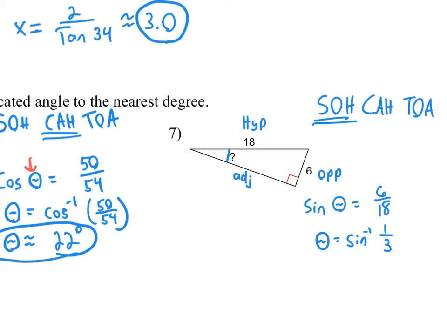All right, put it in the calculator, and I got 19.47, which is almost enough to round that up to 20, but it's not. It's 0.47, so it stays at 19. So theta is approximately 19 degrees.